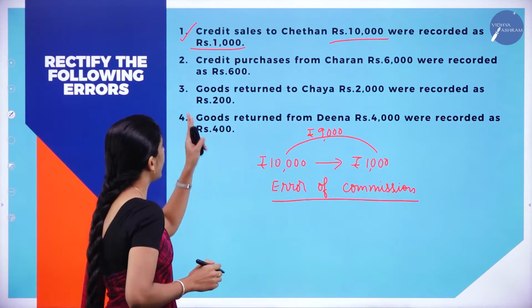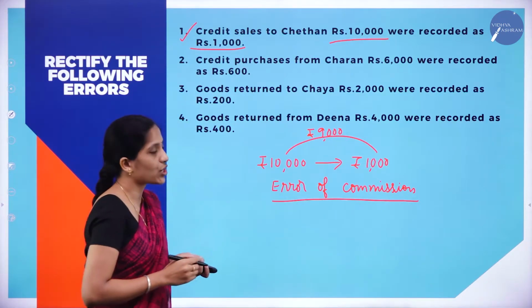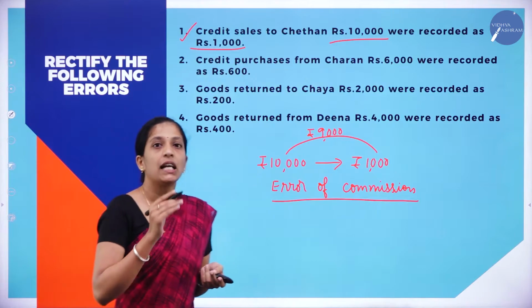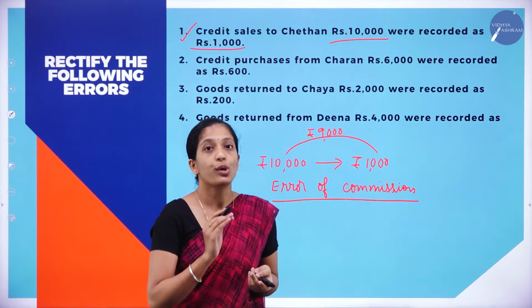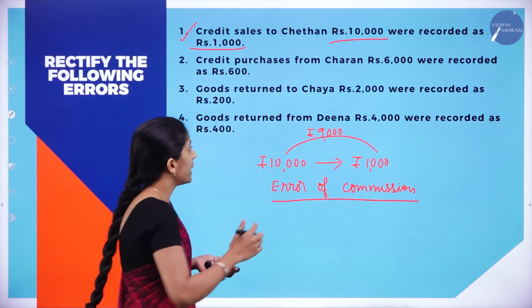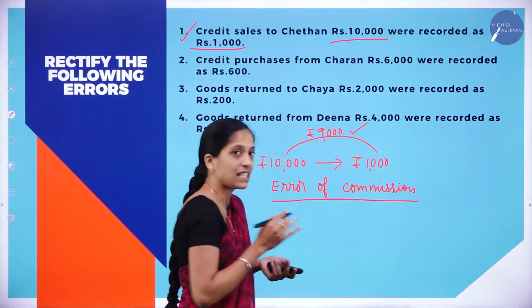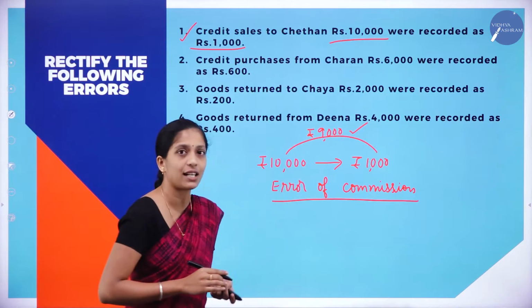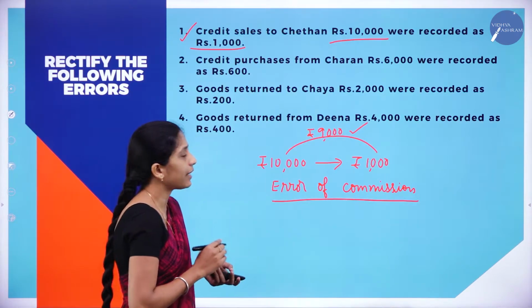Now, what is the journal entry? Credit sales to Chetan. So your journal entry will be Chetan's account debit to sales account. This is the journal entry, and your amount will not be rupees 1,000. That is the difference amount, 10,000 minus 1,000, so you will write 9,000.